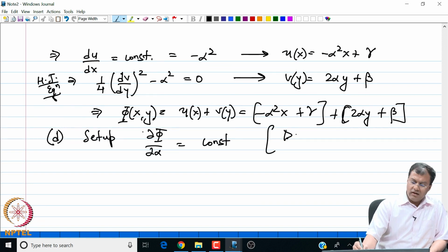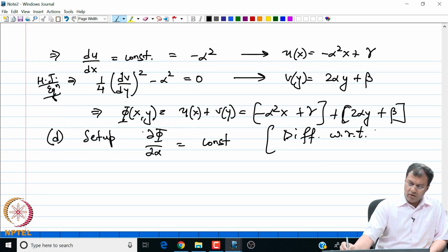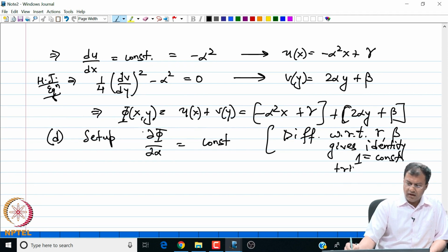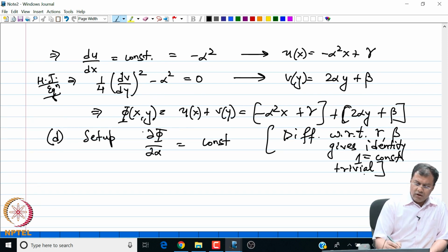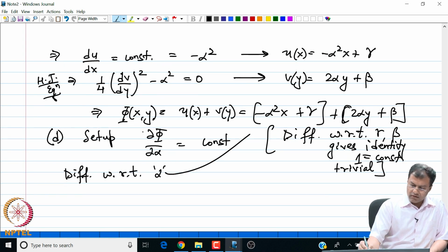So, differentiation with respect to gamma and beta gives an identity, 1 is equal to a constant. So, there is no new information. This is quite trivial, right. So, now we are going to differentiate with respect to the constant alpha, which is this constant, right.